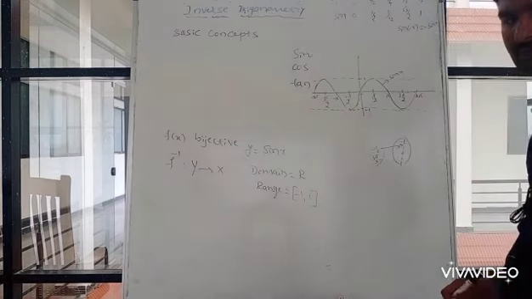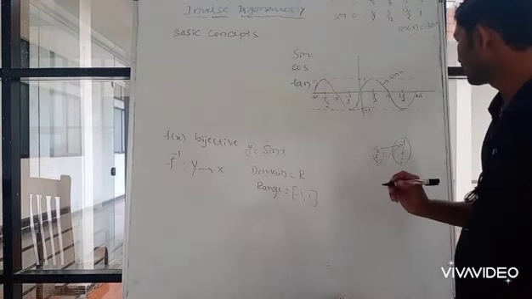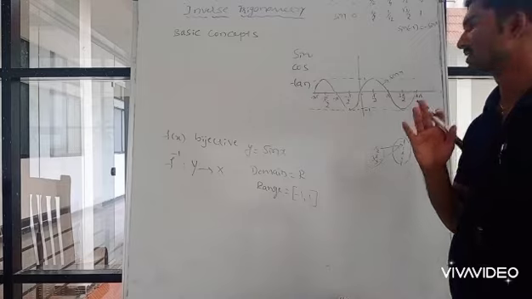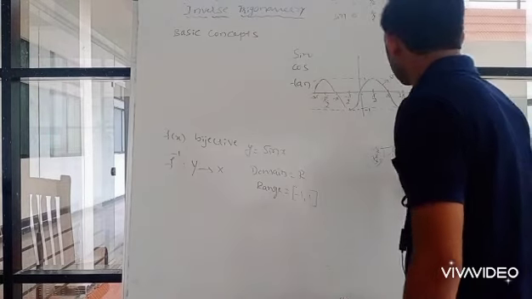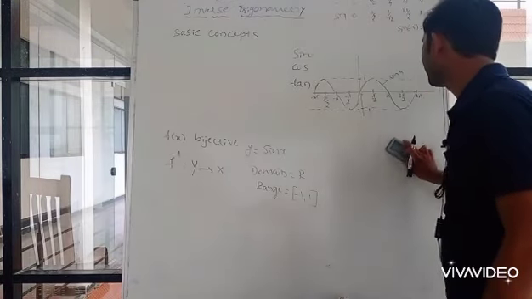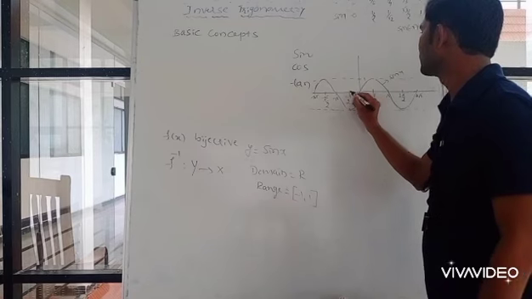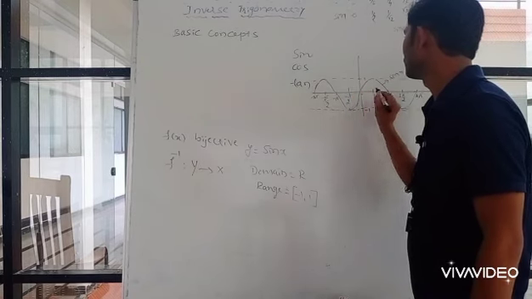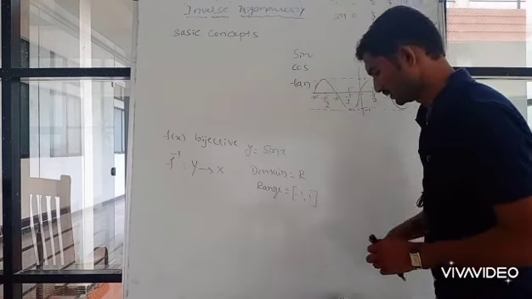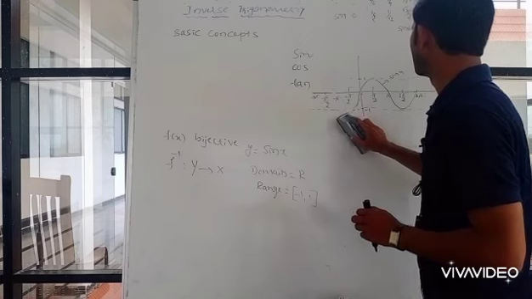Here the function is not onto, and the function is not 1-1. If it is not 1-1, the function is not bijective, so the inverse does not exist. But according to the definition, the function must be both 1-1 and onto, then only the inverse will exist. For that, we'll consider intervals. If I consider only this part, from minus π/2 to plus π/2, the values will not repeat. This portion only, from minus π/2 to plus π/2.